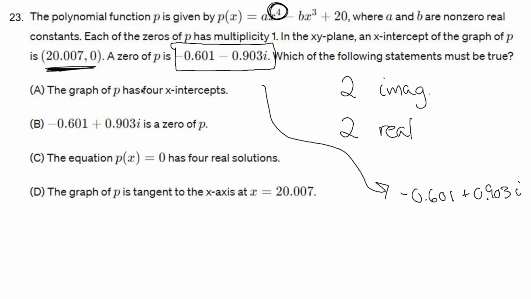The graph of P has 4 x-intercepts. Well, no, because the imaginary ones never cross the x-axis. Negative 0.601 plus 0.903i is a 0 of P. The equation of P of x equals 0 has 4 real solutions. No, there's 2 real solutions, 2 imaginary. And the graph of P is tangent to the, who cares?